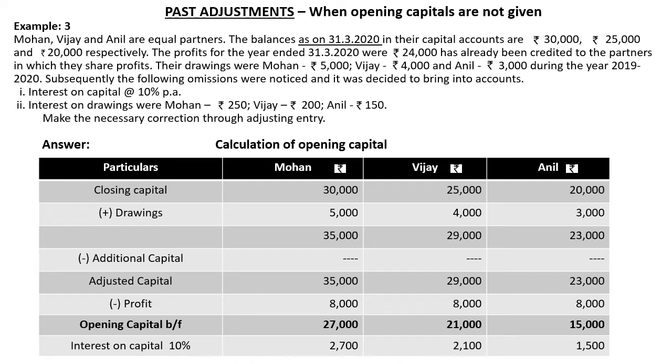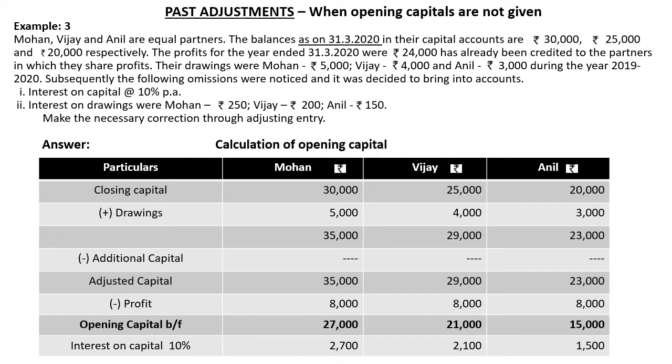Mohan, Vijay and Anil are equal partners. The balances as on 31/3/20 in their capital accounts are 30,000, 25,000 and 20,000. Now look at the sentence once again. The balances as on 31/3/20. Actually the accounting year will be 1/4/19 to 31/3/20. Now capital usually must be given on 1/4/19, but here in this problem it is given as 31/3/20. It means it is a closing capital. Do you understand?